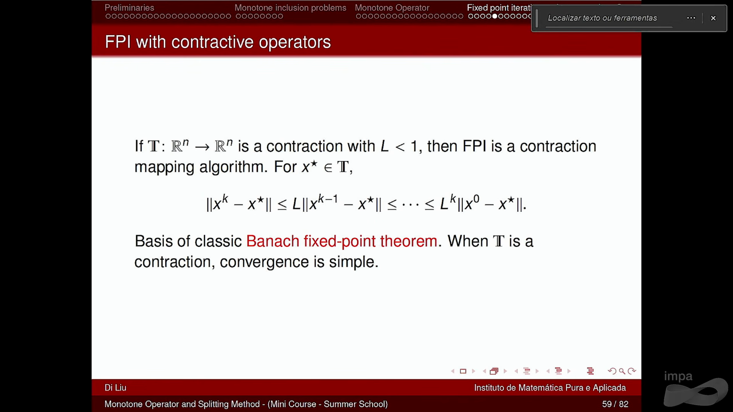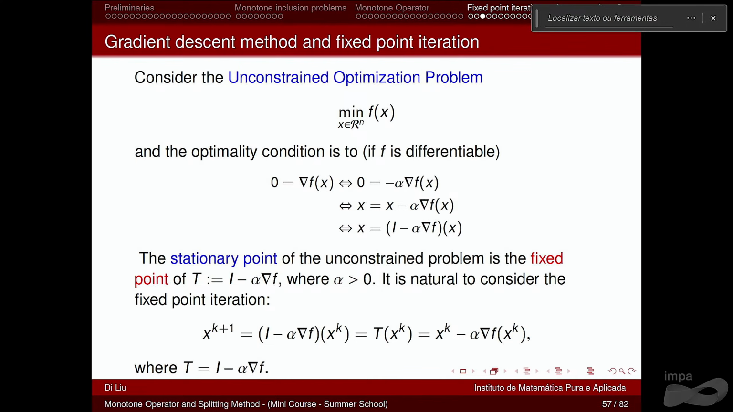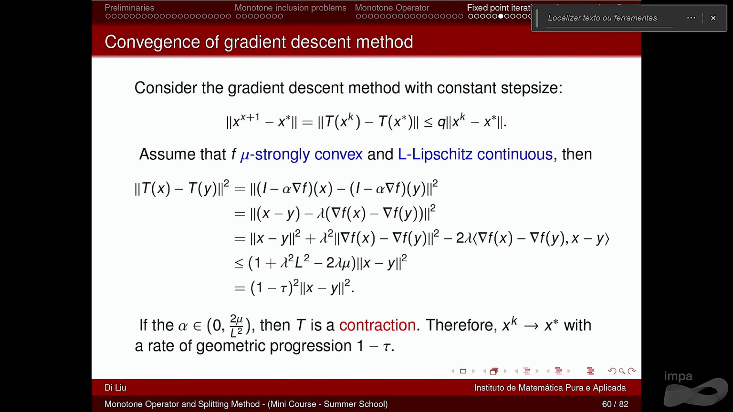What is alpha? Alpha here is the step size of this gradient descent method. Before, we had no assumption on the step size, but here we will have an interval of the step size to guarantee that the operator T is a contraction. Since it is a contraction, we have convergence: x_k will converge to x star with a rate of 1 minus tau.